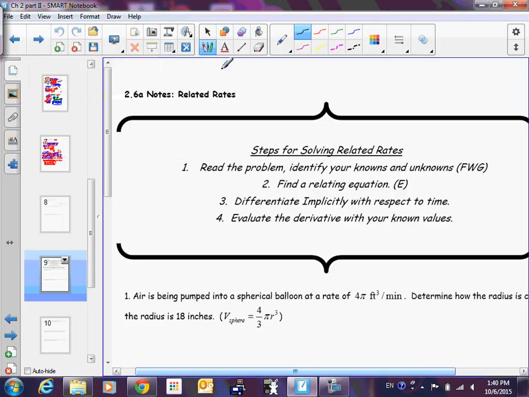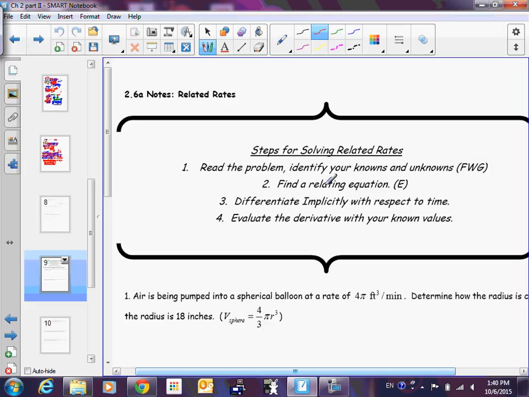Okay, so related rates are just word problems with derivatives, specifically implicit differentiation, which is what we just got through covering. These are the main steps you're going to take in these problems. Every time, we're going to read the problem and identify our knowns and unknowns. And you see these little letters here? I'll tell you what those mean in just a second.